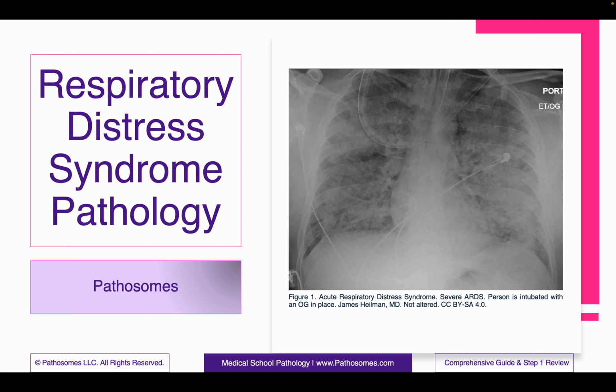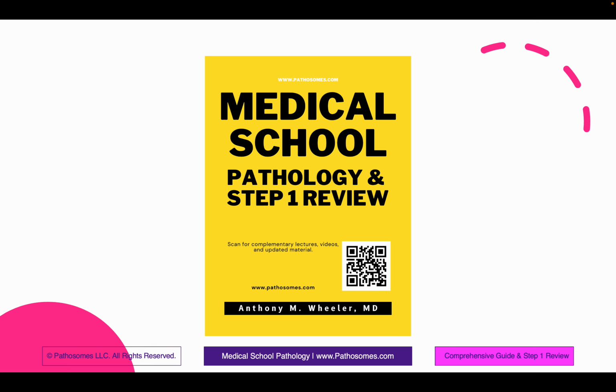You're probably wondering what's going on in this image. Well, this is a patient in the ICU that is experiencing acute respiratory distress syndrome. Do you see that OG tube? That's because they are intubated. We're going to be discussing this and much more in this presentation on respiratory distress syndrome pathology.